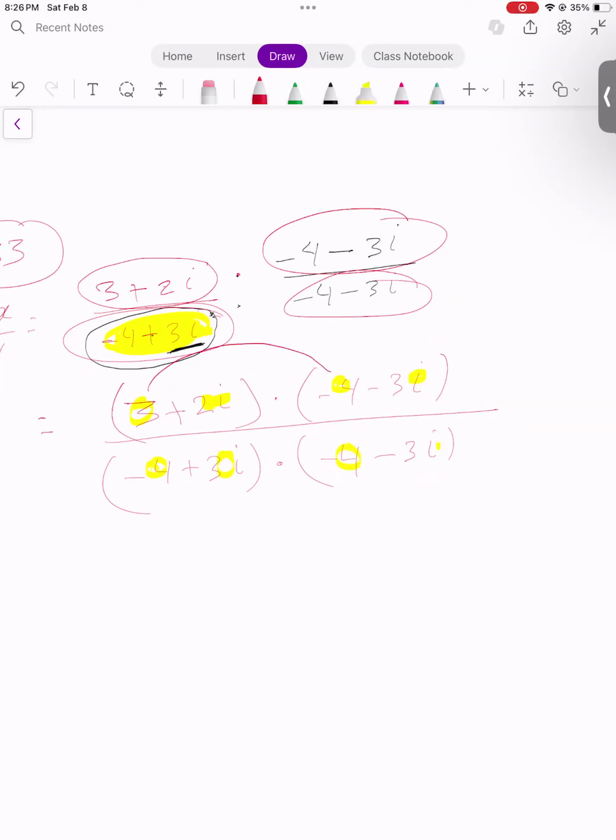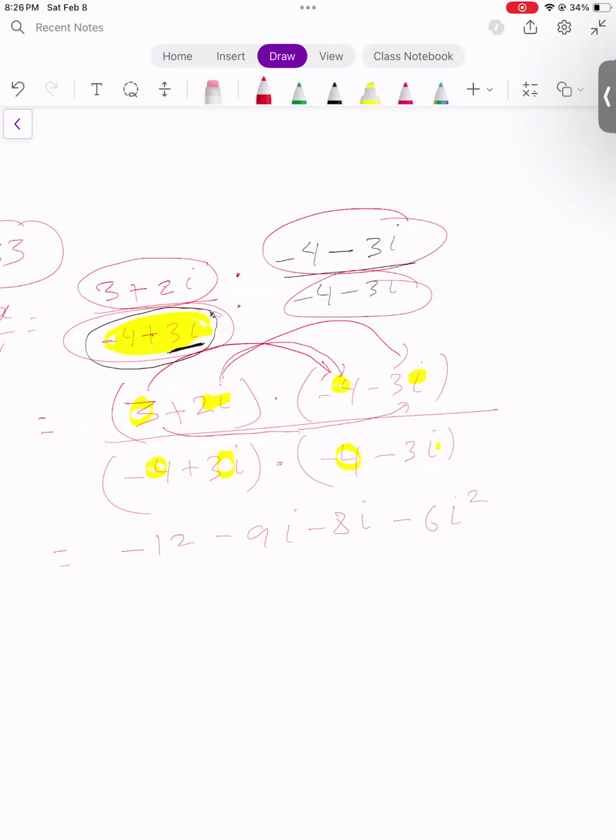First term times first term: 3 times -4 is -12. Then you can multiply first term and last term, or whatever the order, it really doesn't matter. So 3 times -3i is -9i, 2i times -4 is -8i, and 2i times -3i is -6i times i squared.